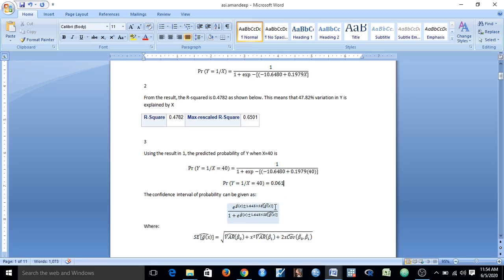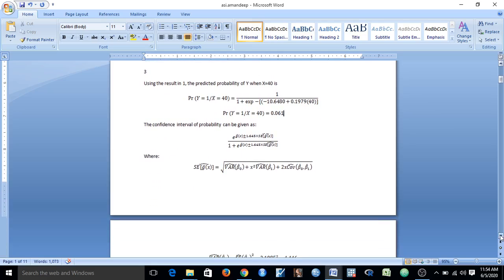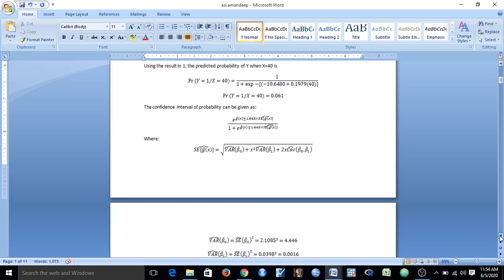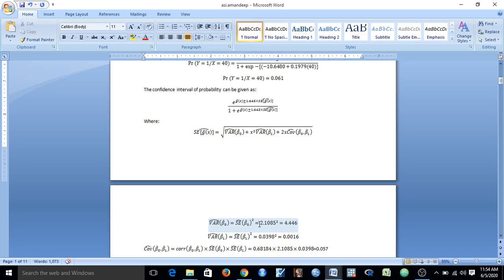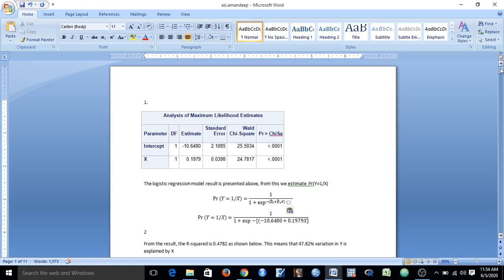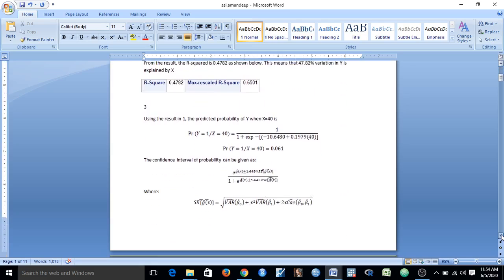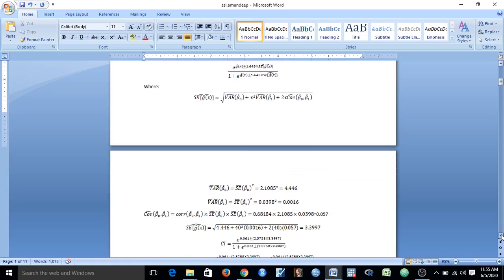Then the standard error of g of x is given as the square root of the estimated variance of beta naught plus x squared times variance of beta 1, plus 2x times covariance of beta naught and beta 1, where the variance of beta naught is what? The square of the standard error. We have our standard error from the result here, 2.1085.